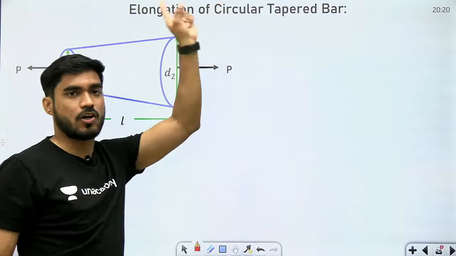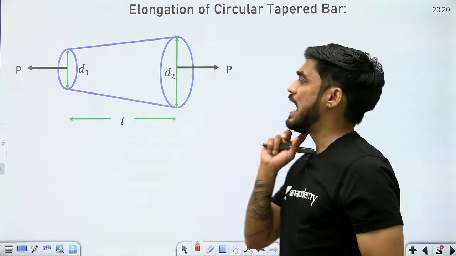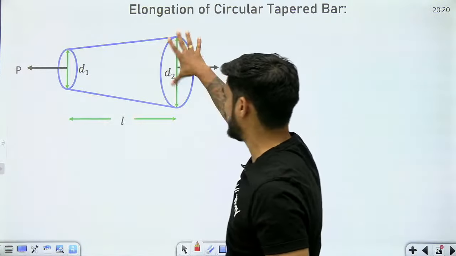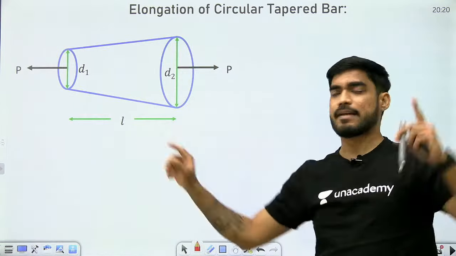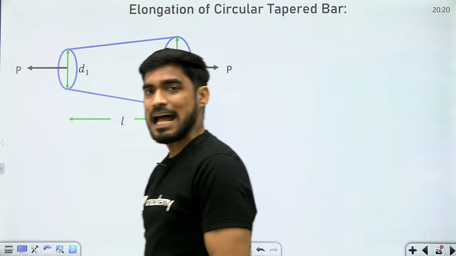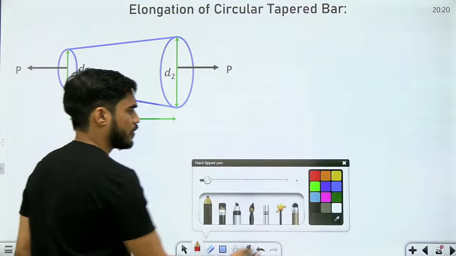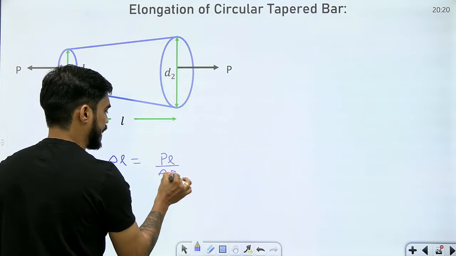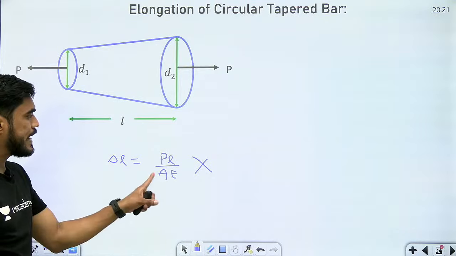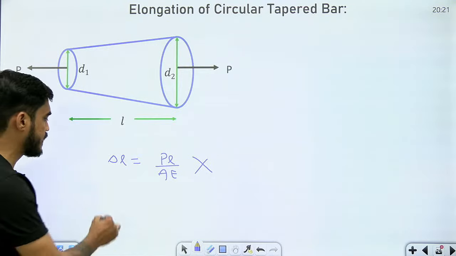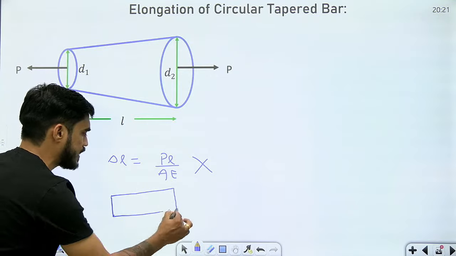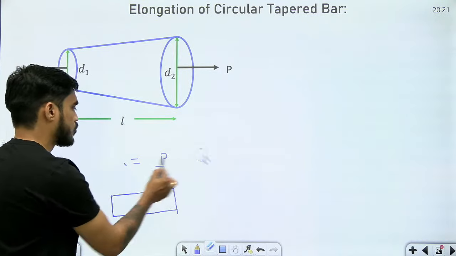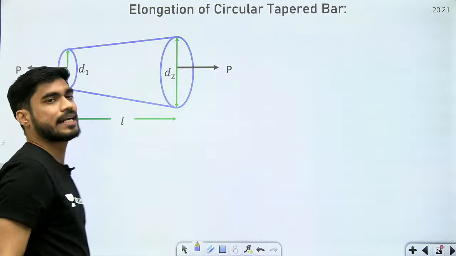how to find elongation of a circular tapered bar. We have a tapered bar of circular cross section. Minimum diameter is D1, maximum diameter is D2, and it is subjected to a tensile force P. Now in this case, I can't use the equation delta L equal to PL by A. This is wrong. Why? Because the area is not constant. This equation is only applicable if the area is constant like this. But this is a tapered bar, so I can't use PL by A directly.